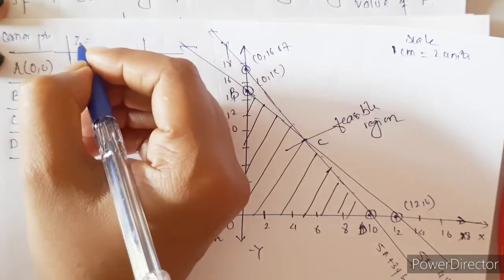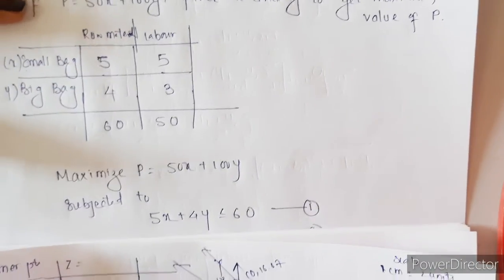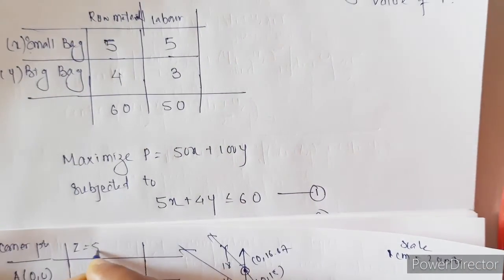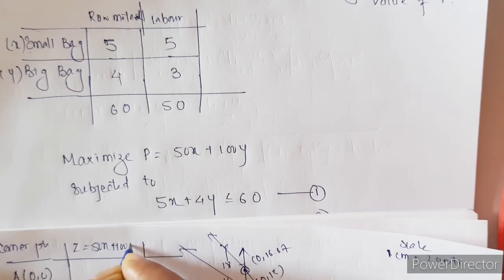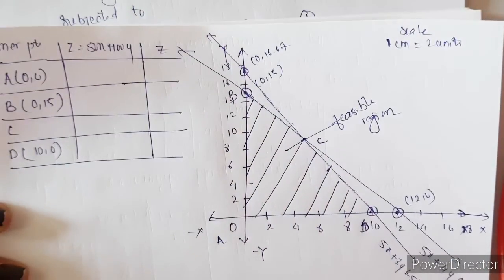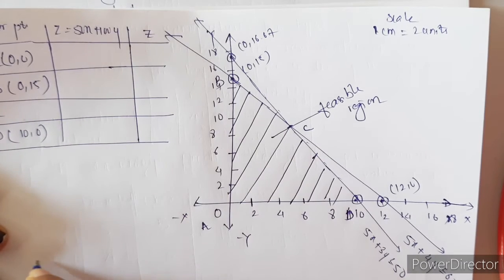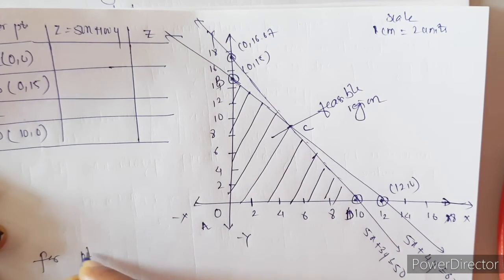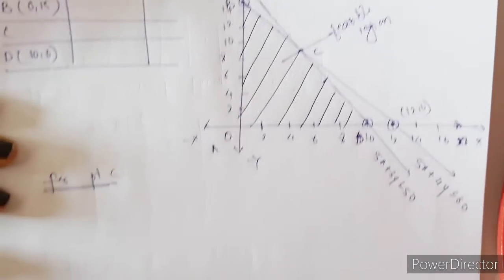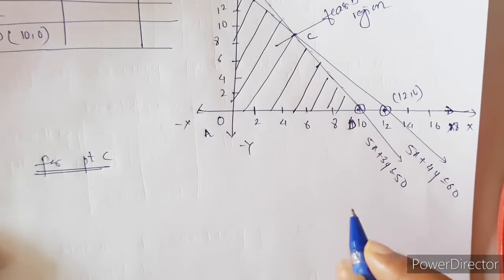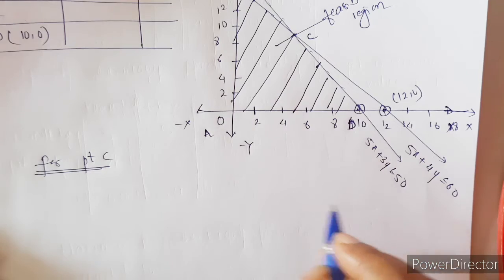Z is 50x plus 100y. So we need to find value of z. Let's first find coordinates of C. Okay, now these are the two lines which are intersecting at C.